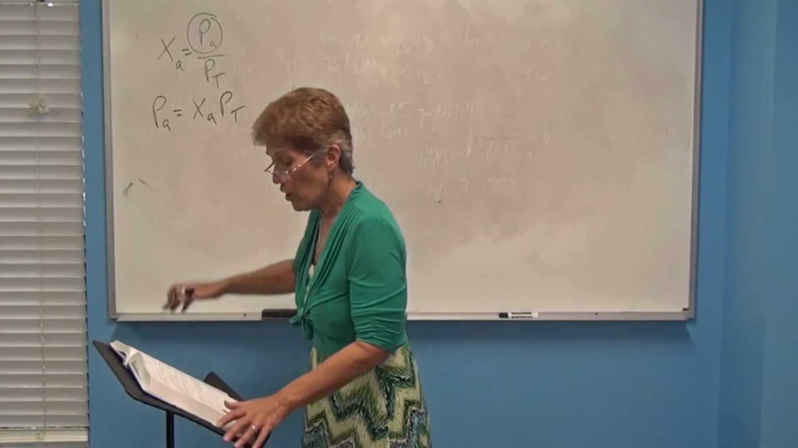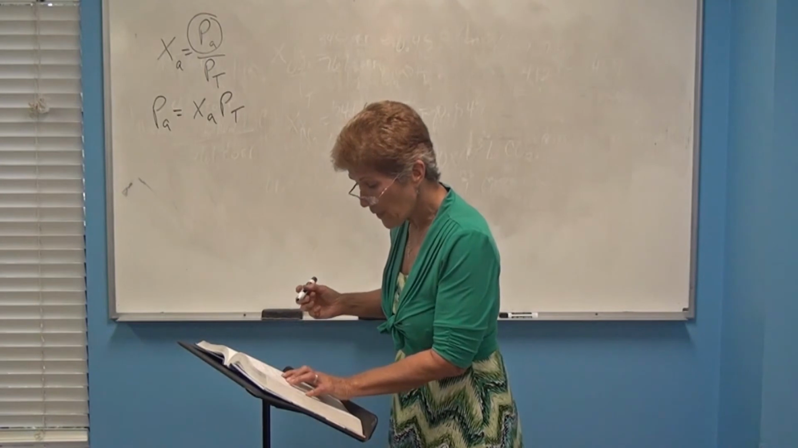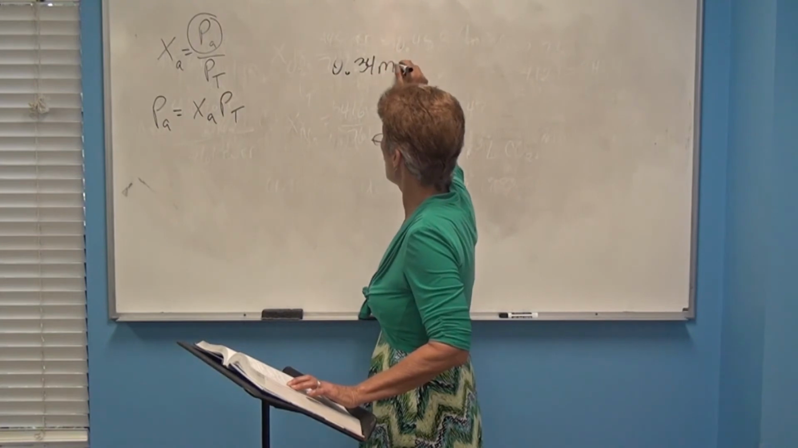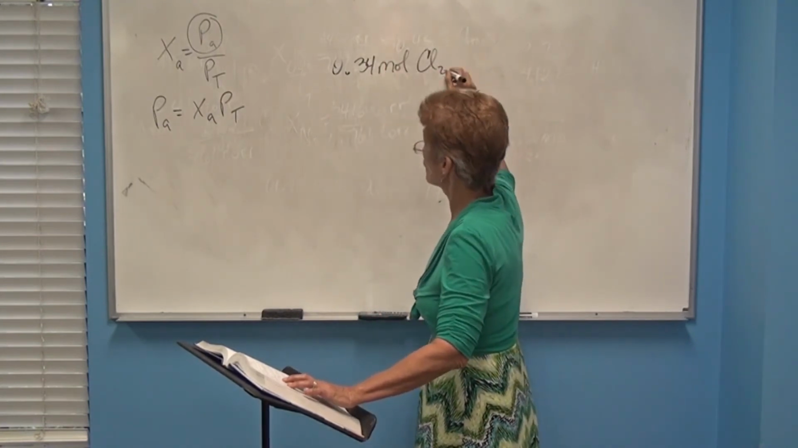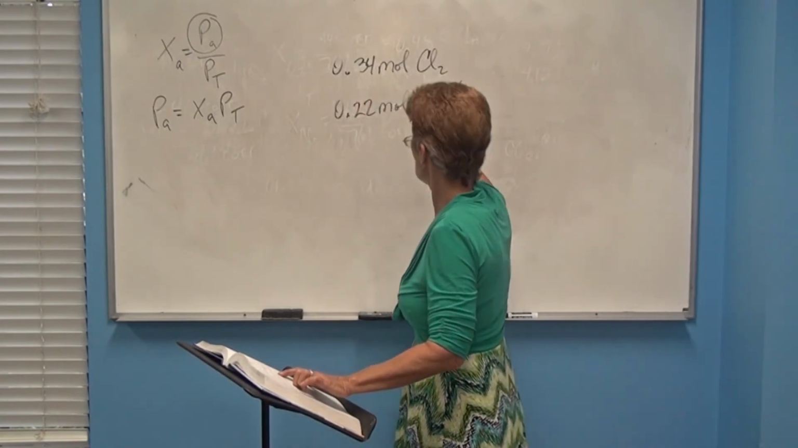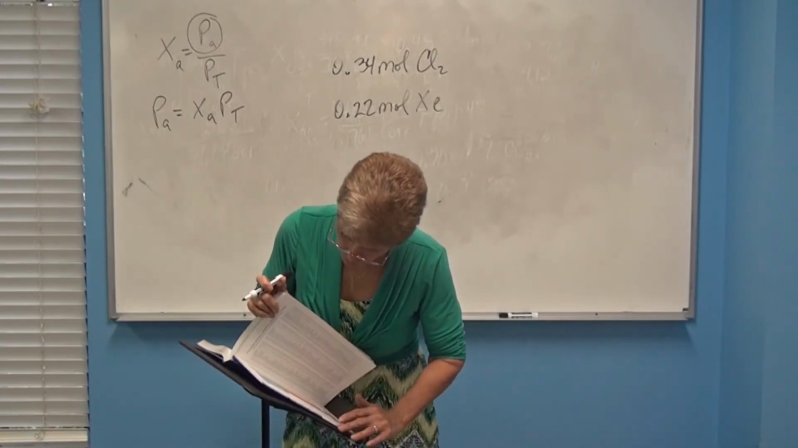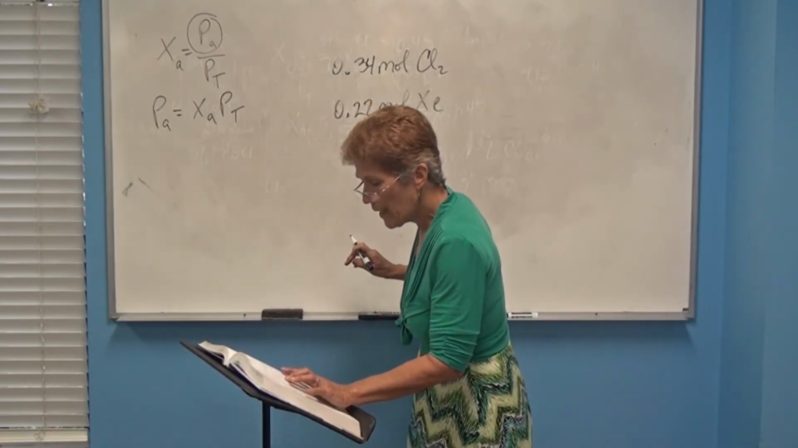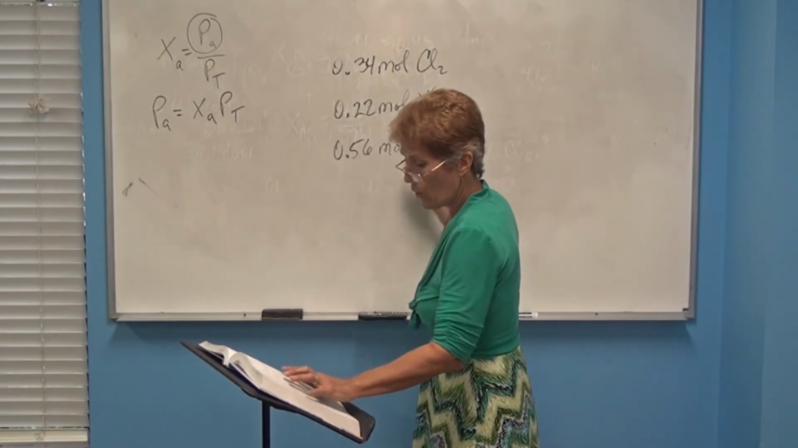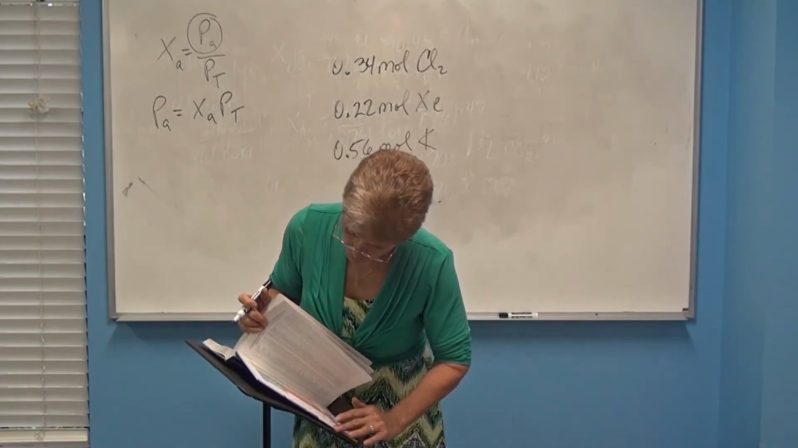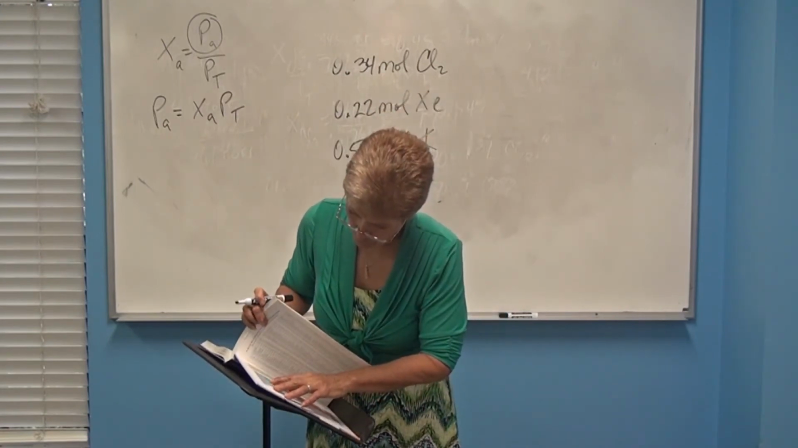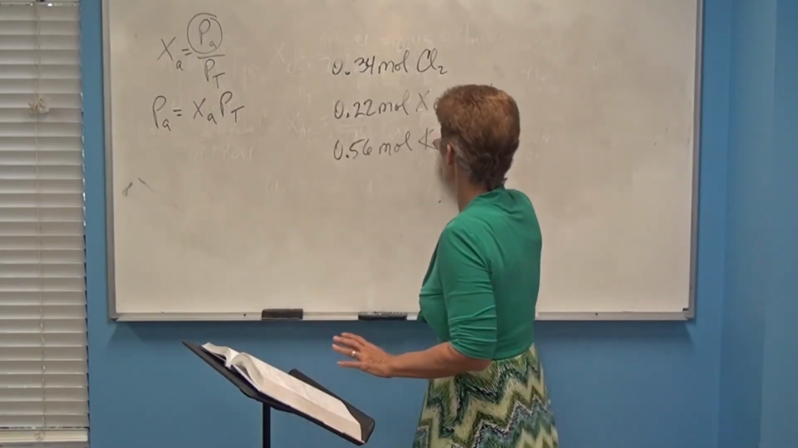Now, to find the mole fraction, all we're going to do is add up the number of moles, and so we have 0.34 moles of chlorine gas. We have 0.22 moles of xenon gas. And then we have 0.56 moles of krypton gas. KR, there it is. Okay, KR. There we go.